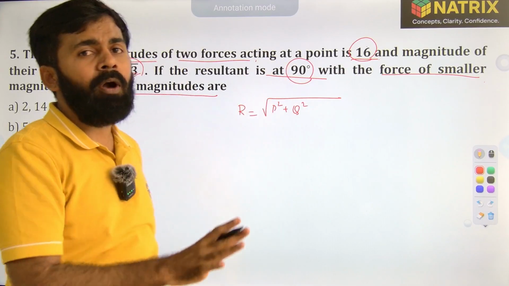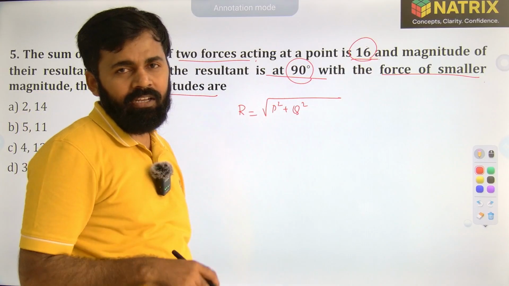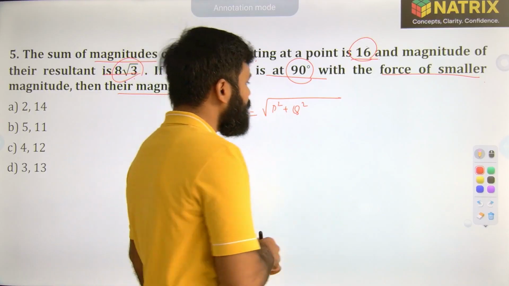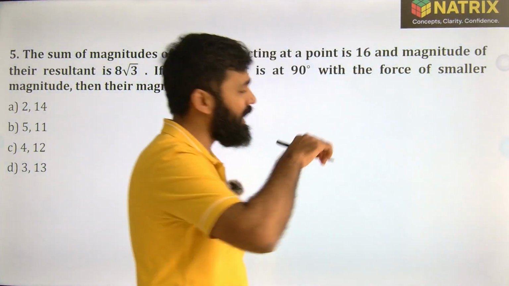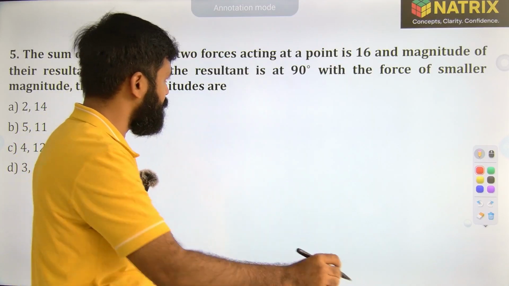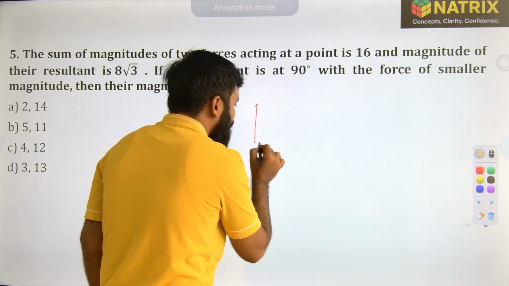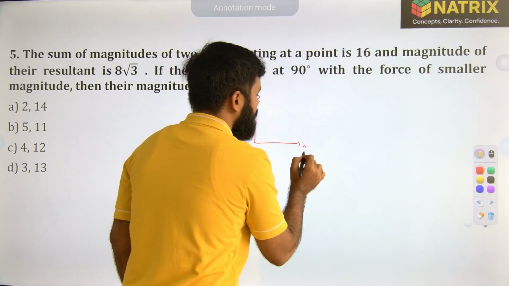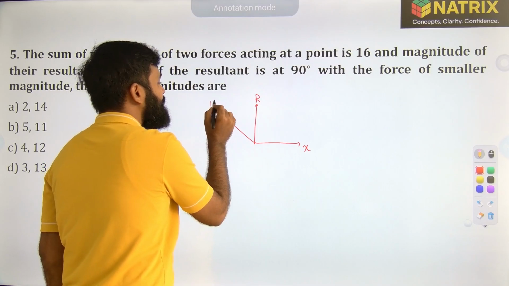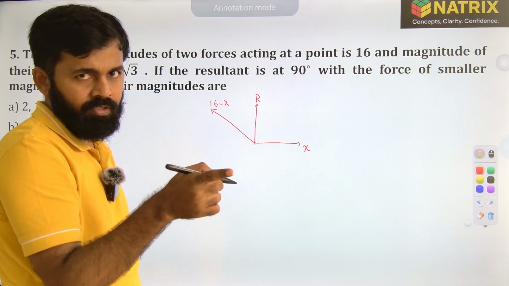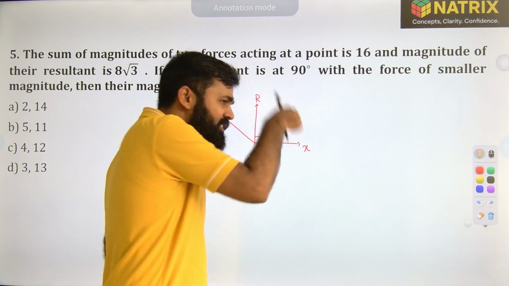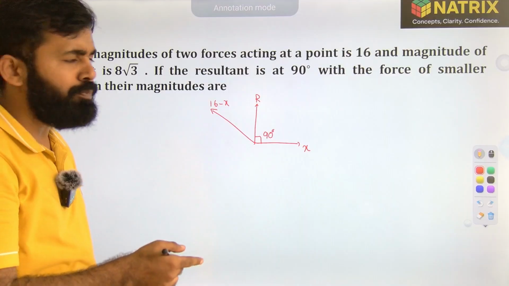See, what is important here is, theta is not 90. Angle between forces is not 90. What is 90 is the angle made by resultant with one of the forces, that is the smaller force. This is your resultant. This is the smaller force x. I'll take one more force here, which is 16 minus x in magnitude, because the sum has to be 16. So this is 90. This is what is important, right?